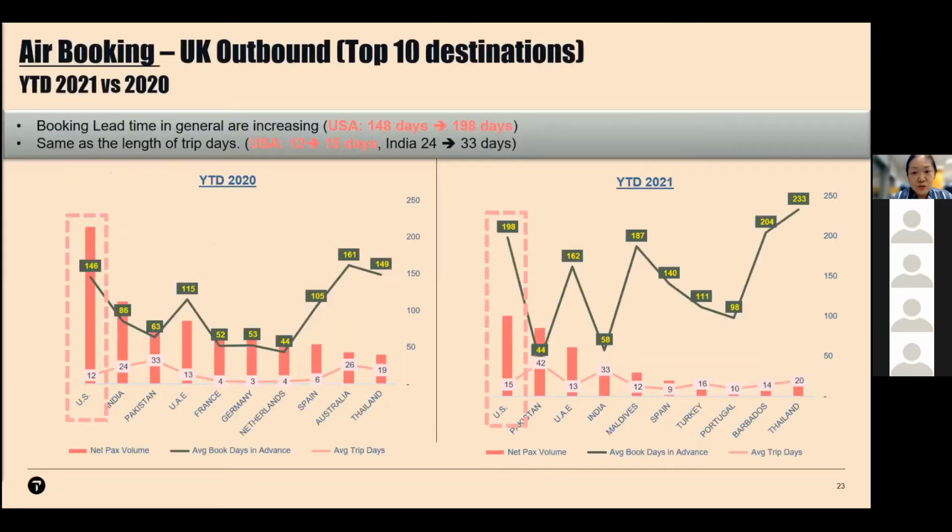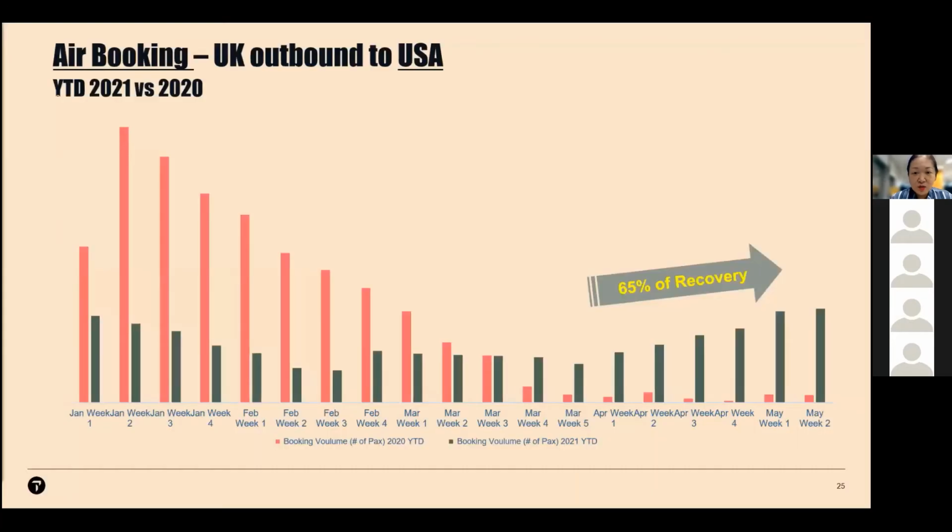When we zoom into the travel pattern, it's observed that booking lead time in general is increasing. For USA, it increased from 148 days to 198 days booking lead time. And the length of trips also increased, from 12 days to 15 days. Just like what I've mentioned before, air bookings from UK into USA have bounced back to 65% level.